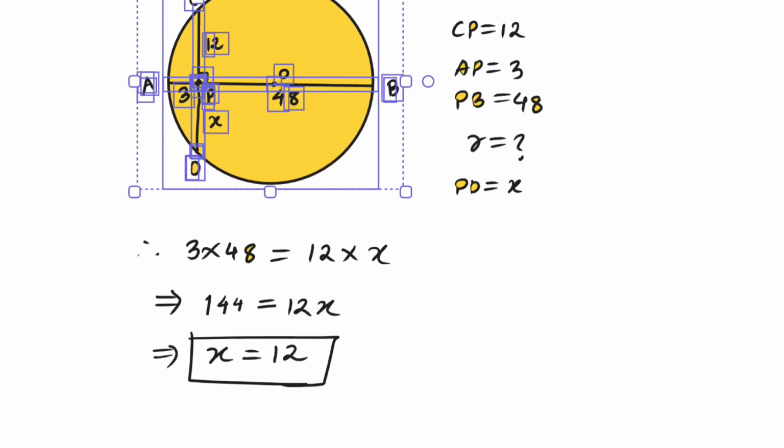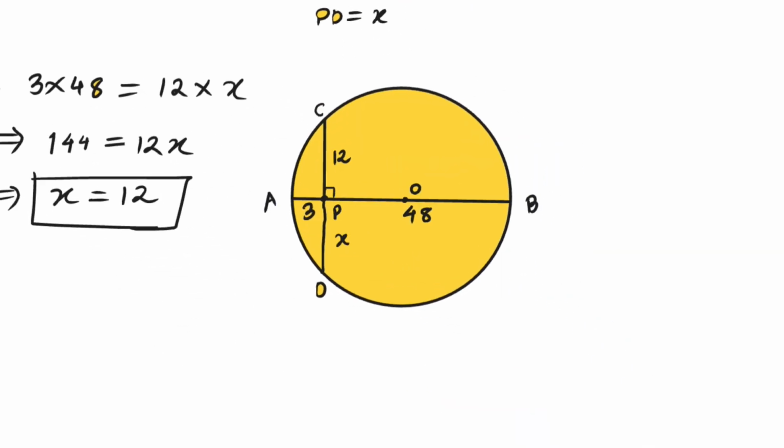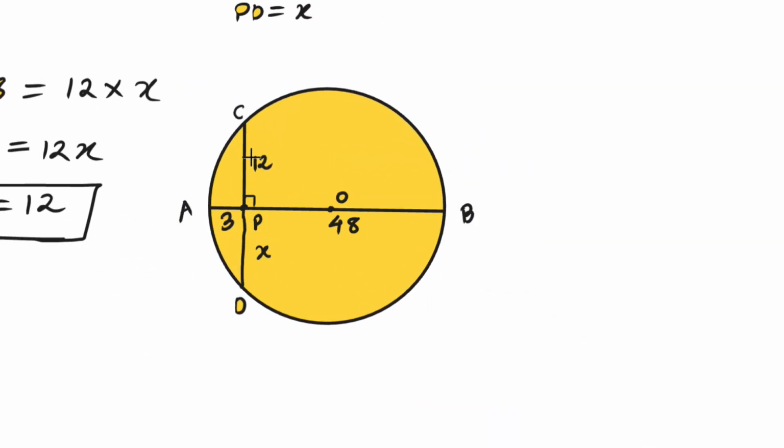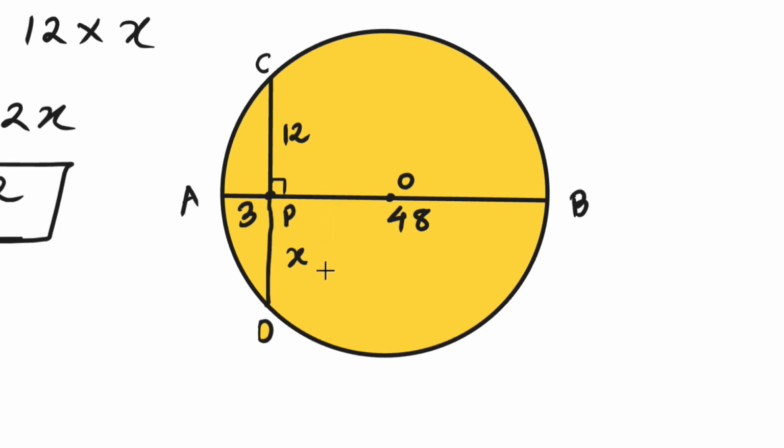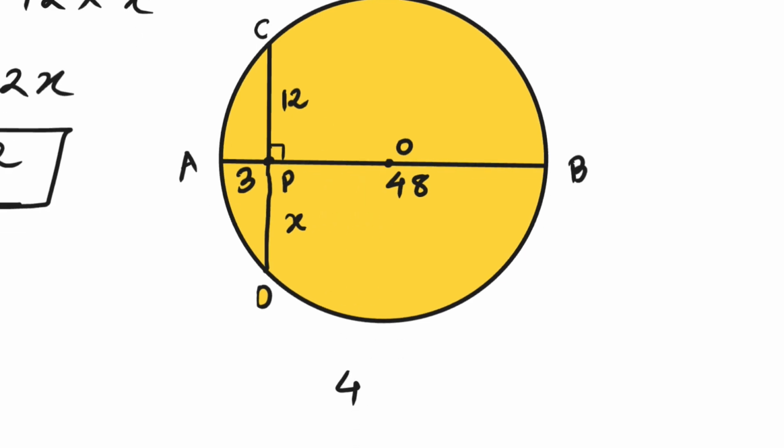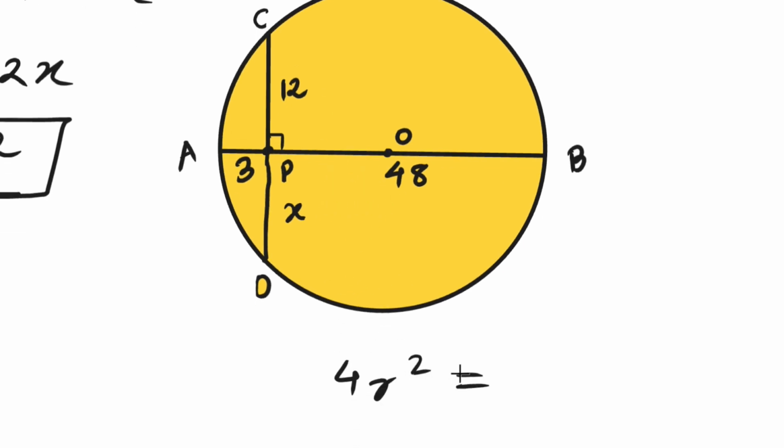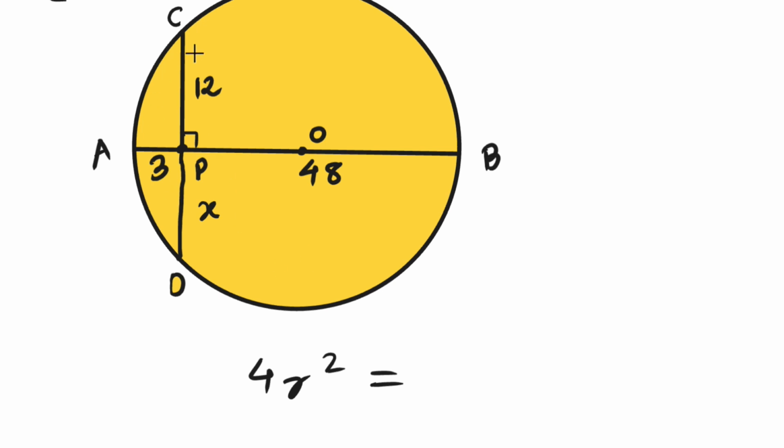Now comes a very useful shortcut. Whenever two chords intersect at a right angle inside a circle, we can use the formula 4 multiplied by the radius squared equals the sum of the squares of the 4 chord segments. Our 4 segments are 3, 48, 12, and 12.